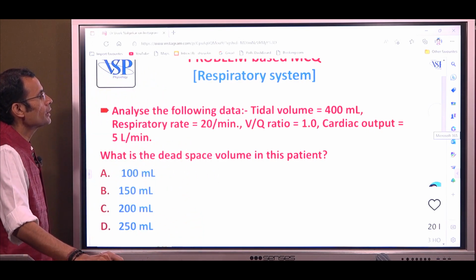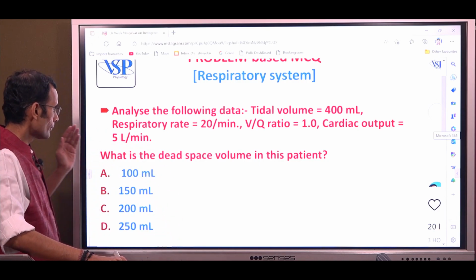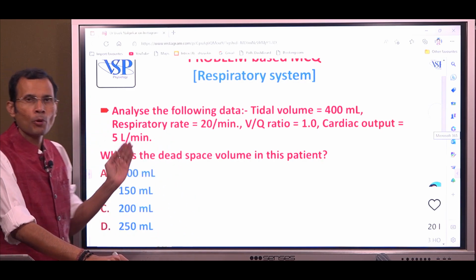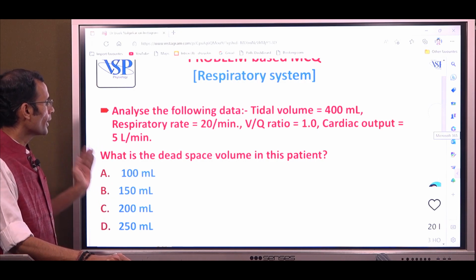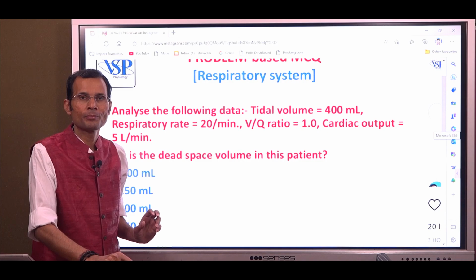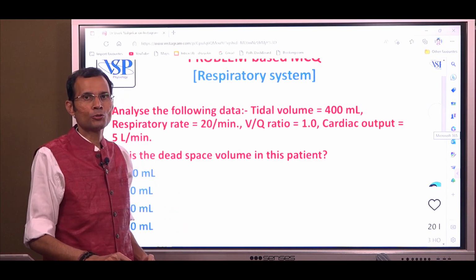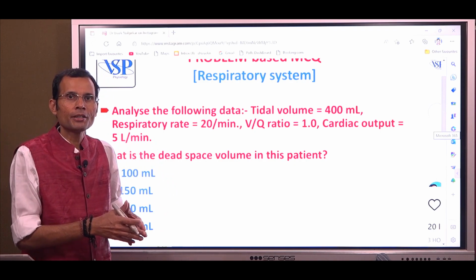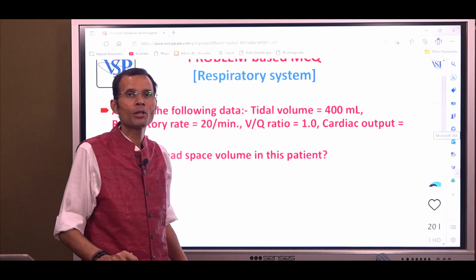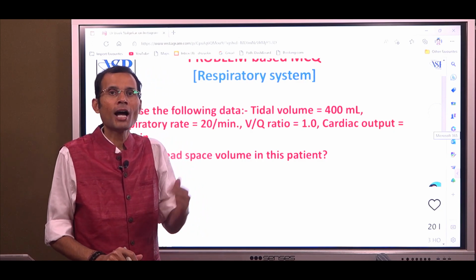Okay, this was the MCQ. Analyze the following data: tidal volume 400 ml, respiratory rate 20 breaths per minute, ventilation perfusion ratio 1.0, and cardiac output 5 liters per minute. How much will be the dead space volume in this patient? That's the question. Okay, and I had given a hint also. Your starting point for the MCQ should be ventilation perfusion ratio 1.0. Those who could take up that hint could answer the question.